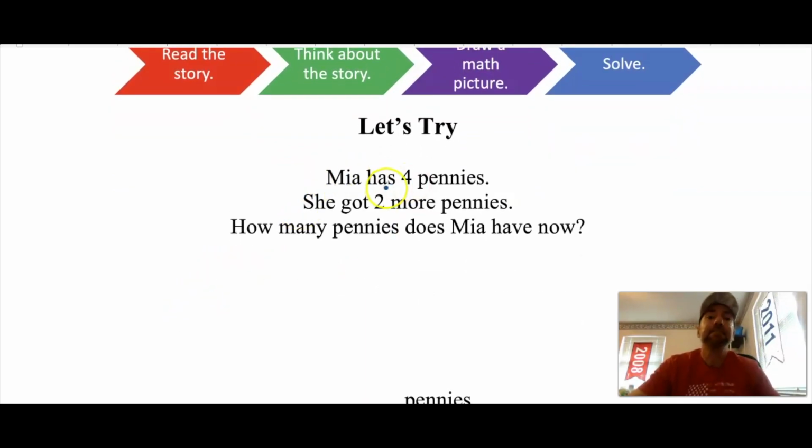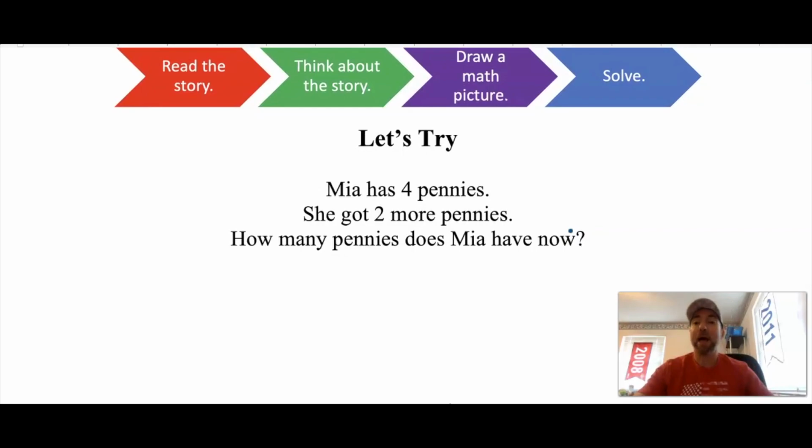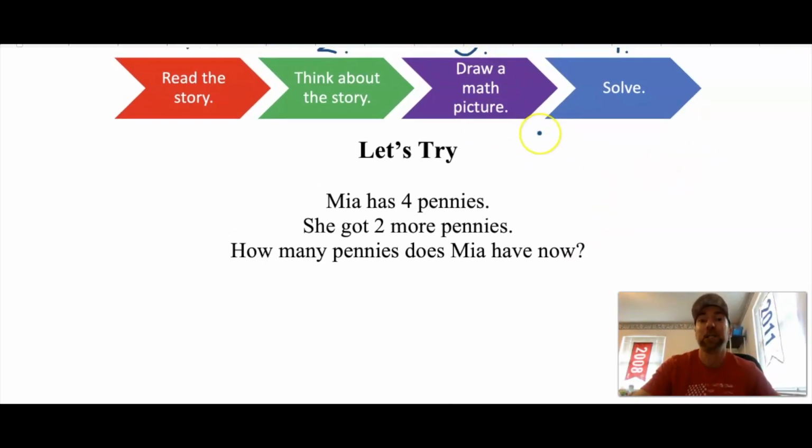Mia has 4 pennies. She got 2 more pennies. How many pennies does Mia have now? So we have to think about that story. Our story is about Mia, and it's about pennies. And Mia got some more pennies. So now our third step is to draw a math picture.